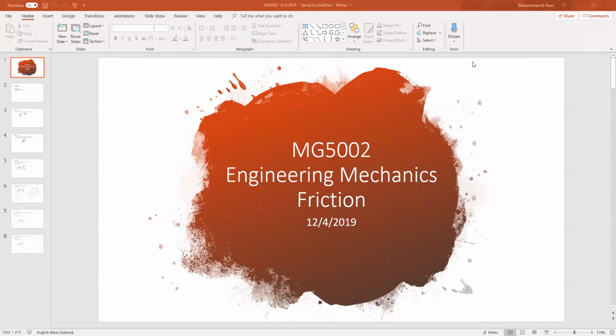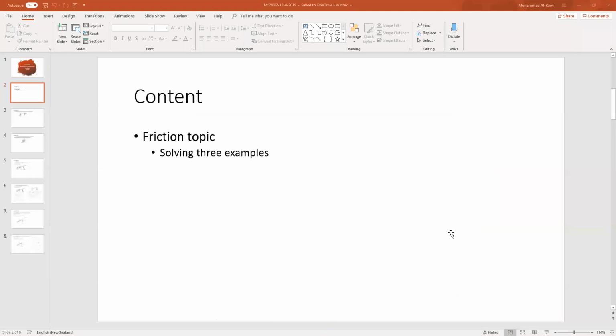Right, so welcome to MG5002 Engineering Mechanics. Our topic for today is called friction. The content for today is very small, so friction topic, solving 3 different examples. One of them will solve the example with 2 different scenarios. We'll see what's the difference when you change the direction of the motion towards the friction force.